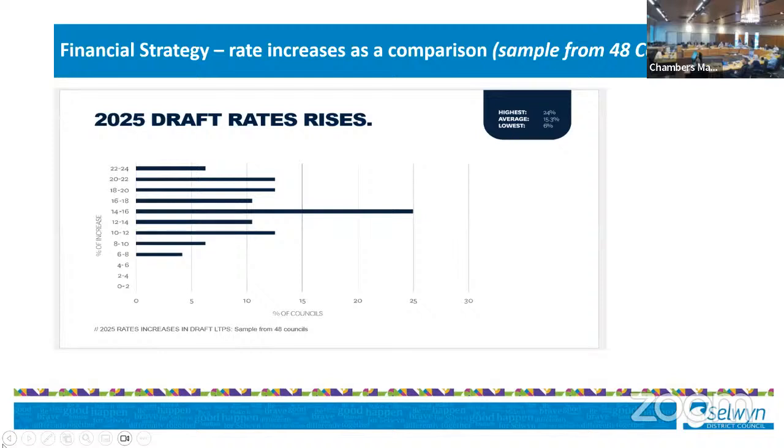The next two slides are just where do we sit in comparison. So this is year 1 of the long-term plan, and this is a sample from 48 other councils. Sorry, this is quite small on screen, but the average in there is 15.3. So our year 1 average is ballpark in line with the other 48 councils. The highest in there is 24%, and the lowest is down at 6%. I think where we've got 6% numbers, these are areas where a lot of the capital works have just been moved down the track a little bit.